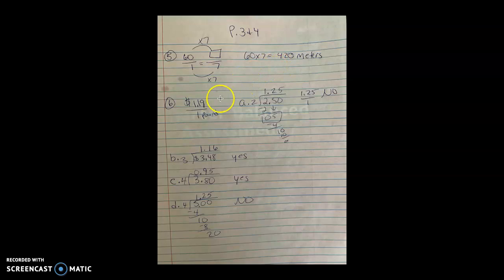And then for question number 6, again, you divide to get unit rate. 250 divided by 2 is 125, so that is not cheaper than 119. 348 divided by 3 is $1.16, so that is, yes, cheaper than 119. $3.80 divided by 4 is 95 cents, so yes, that is cheaper. And then $5 divided by 4 is 125, so no, that is not cheaper.